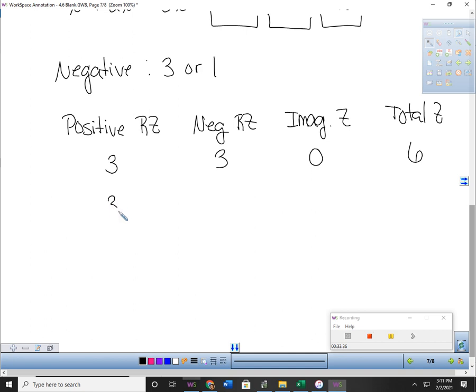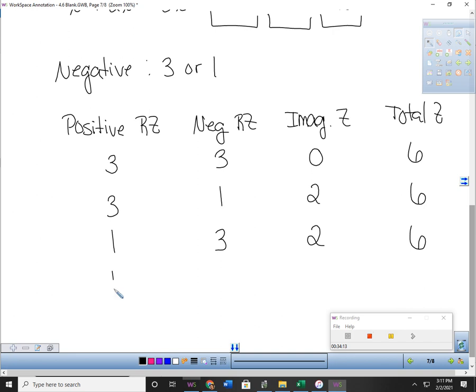Or I could have 3 positive zeros and 1 negative zero. That makes 4 zeros. So how many imaginary zeros would you have? 2, and that adds up to make 6. Okay, or I might have 1 positive zero, and I could pair that with 3 negative zeros. That makes 4 real ones, which means how many imaginary would you have? 2 for a total of 6.